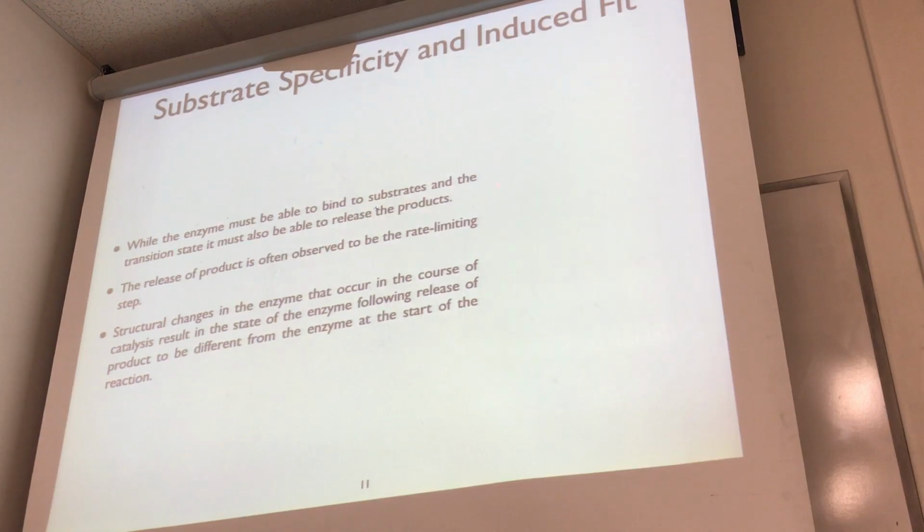Well, the enzymes must be able to bind substrates to the transition state. It must be able to release the products. The release of products is often observed to be the rate-limiting step of the enzyme catalysis reactions. And the structural changes of the enzyme that occur in the course of the catalysis result in the state of the enzyme following release of the product to be different from the enzyme at the start of the reaction.